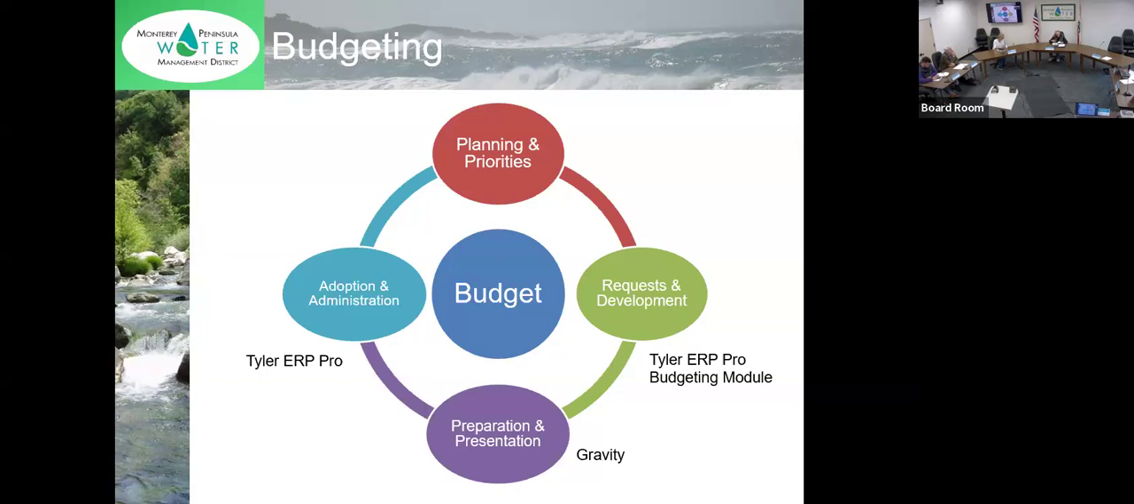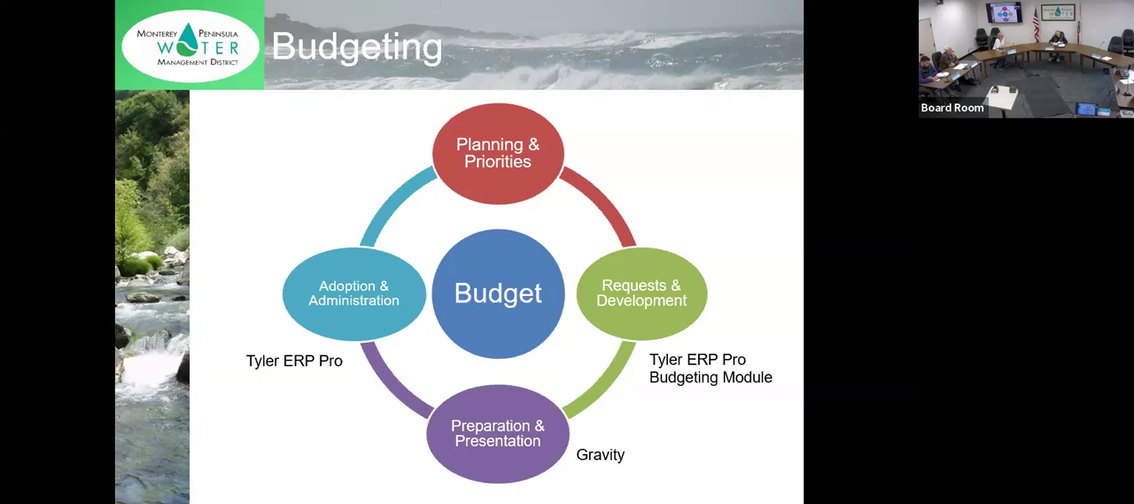This started last year. Yeah, we started last year, with a lot of evaluation. We bought Tyler's budgeting module last year, and then we continued to reach out to other vendors and had demo sessions, interviews and such. And now I think we are at a point where we feel confident and comfortable to use Gravity.